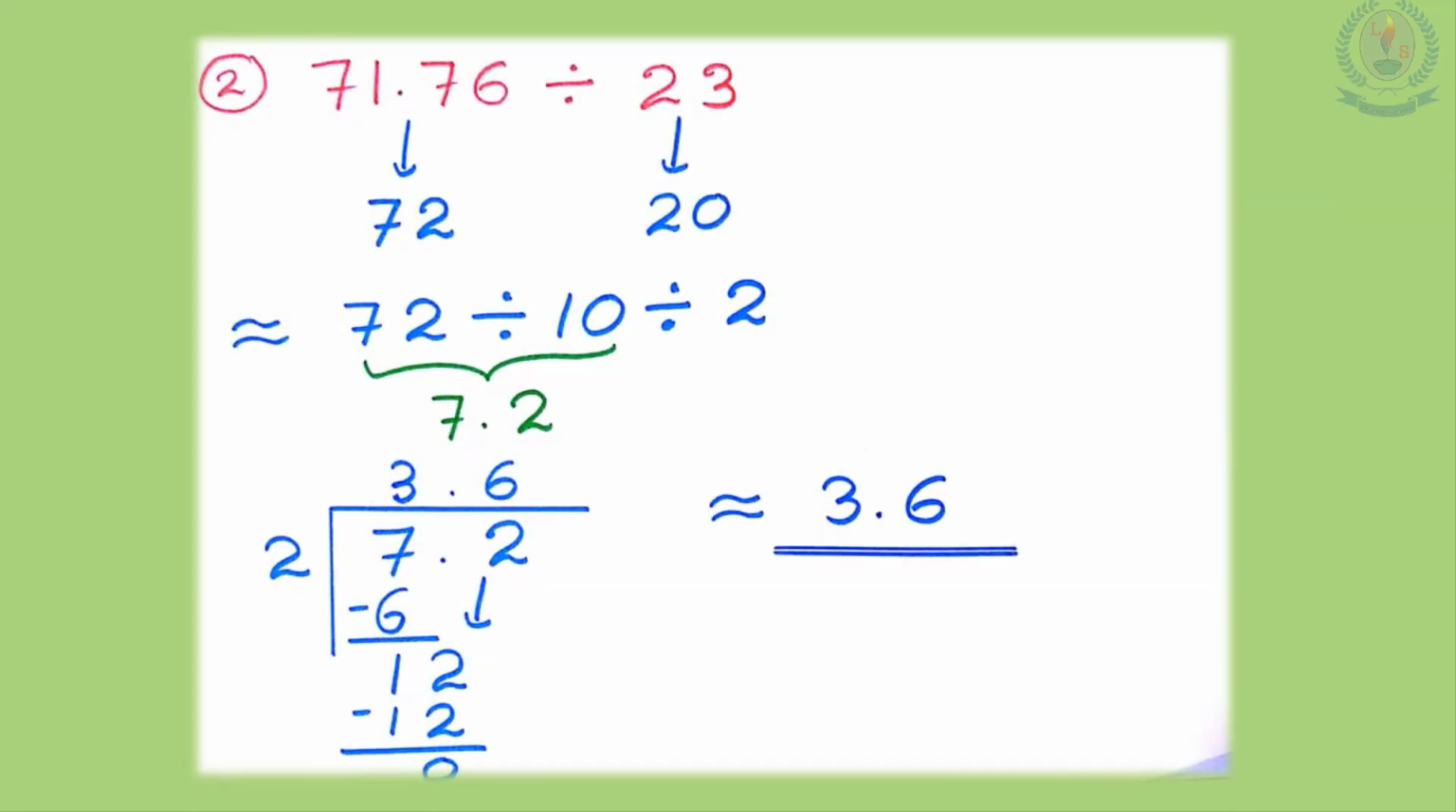Second example, 71.76 divided by 23. Here I have taken 71.76 as 72, then 23 as 20, right? This is estimation. So dividing by 20 means dividing by 10 and then by 2, you have to remember that one. First you have to divide 72 by 10, then the answer is 7.2, then that answer should be divided by 2, right? That means 7.2 divided by 2, then the answer is 3.6.